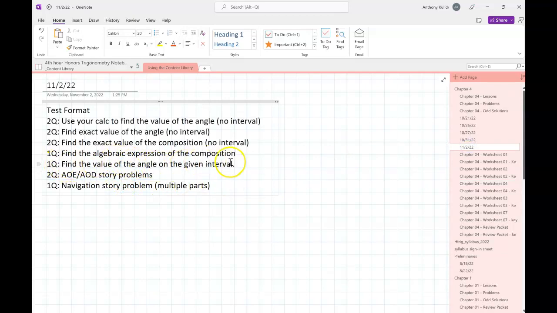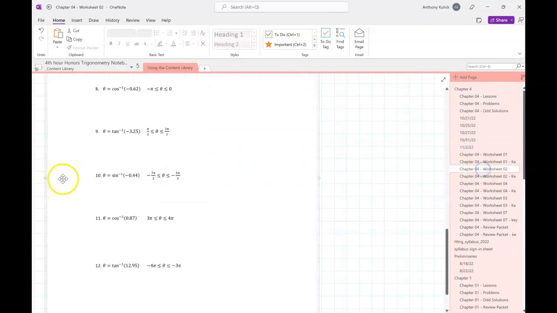Find the value of an angle on the given interval. It's a straight worksheet 2 problem, right? Everybody's cool? It's like a worksheet 2 problem. Something like that. Right?